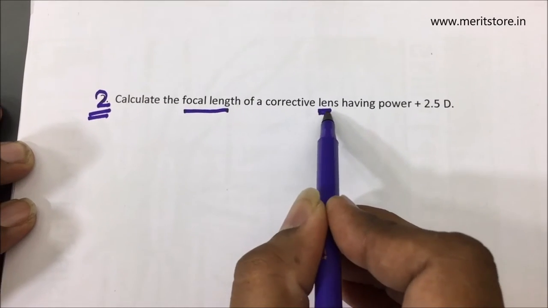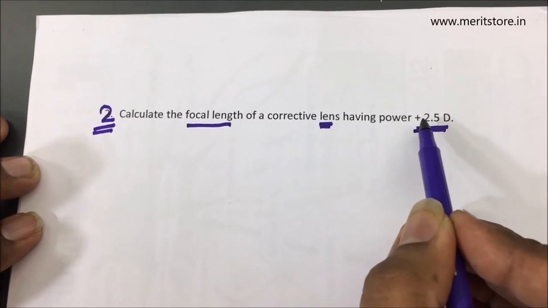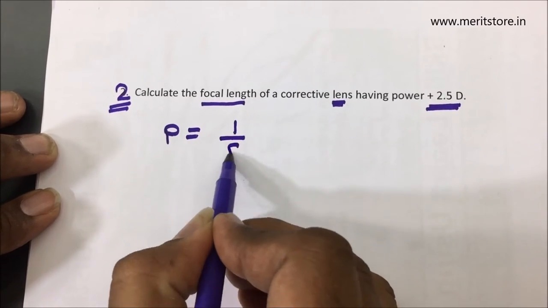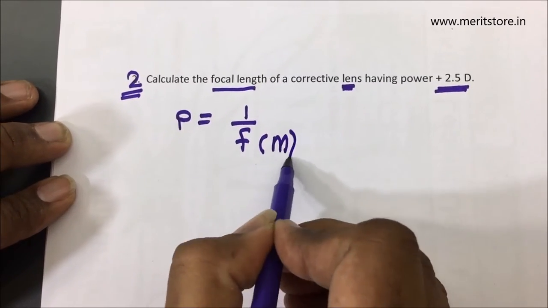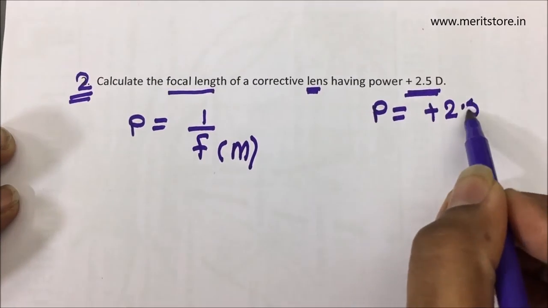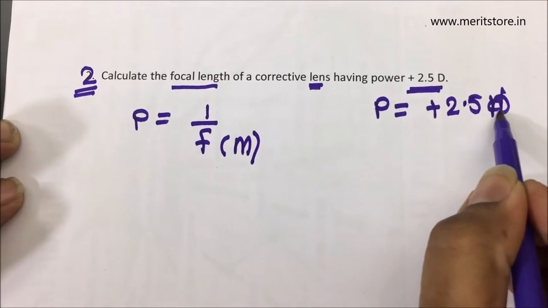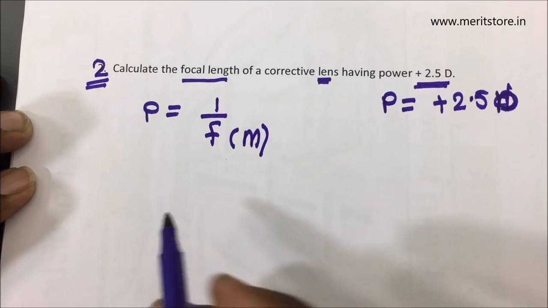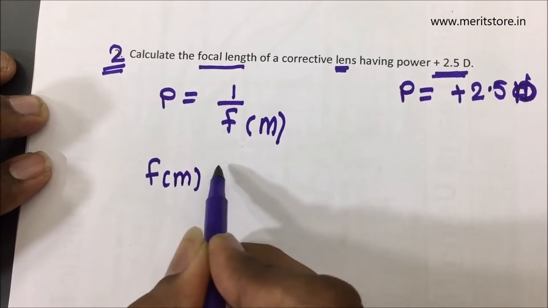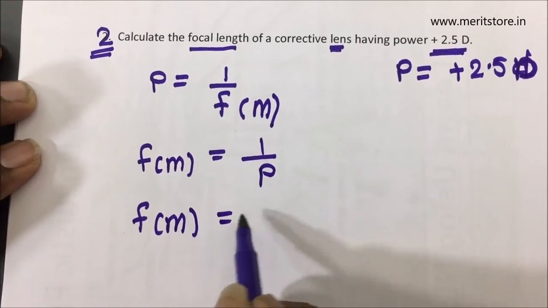Focal length of a lens jiska power is this much. Now yahan par positive hai matlab ye lens convex hai, correct hai? Okay, so power is equal to 1 upon f and this will be in meters. What's the data given to you? The data given to you is power is equal to positive 2.5 diopters. D is always capital. So what do we want over here? We need F. So I'm taking F, which I will always get in meters, is equal to 1 upon P.